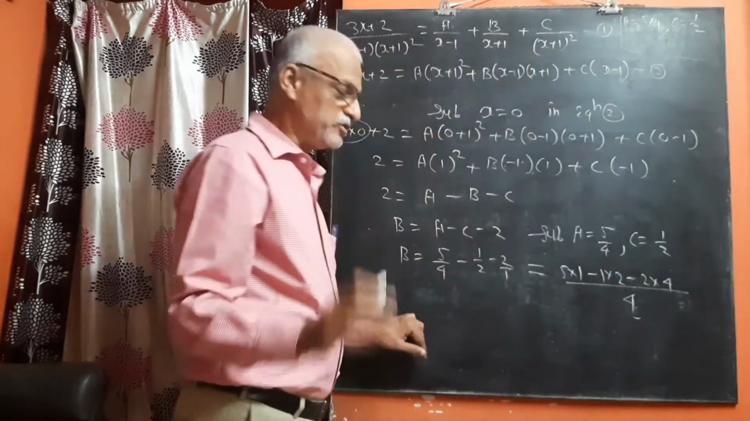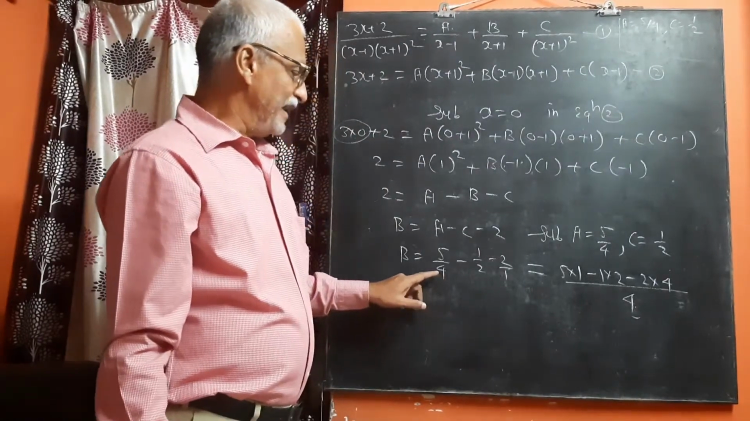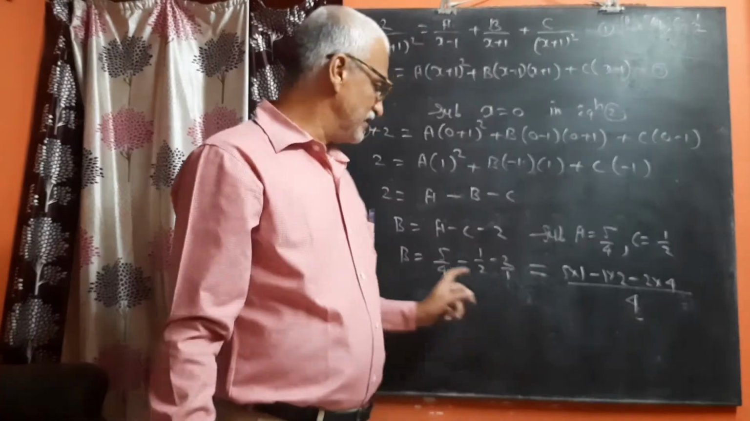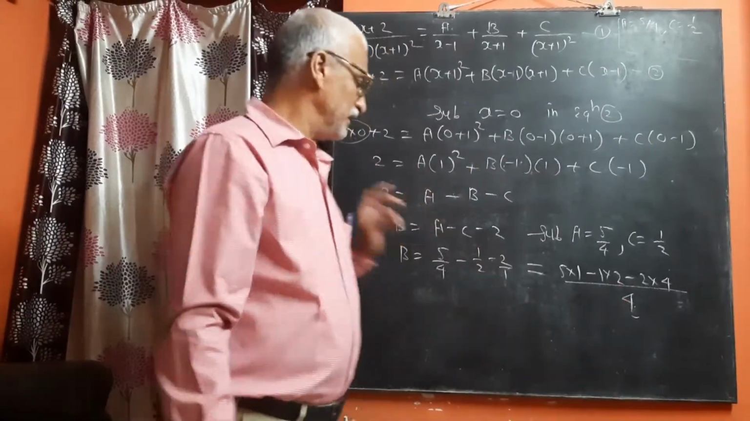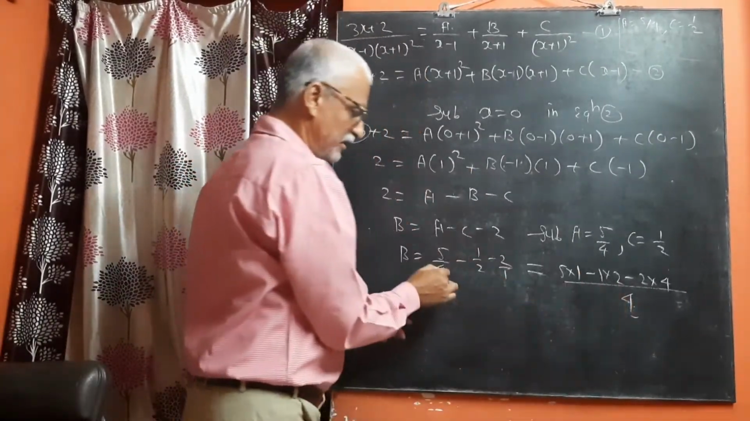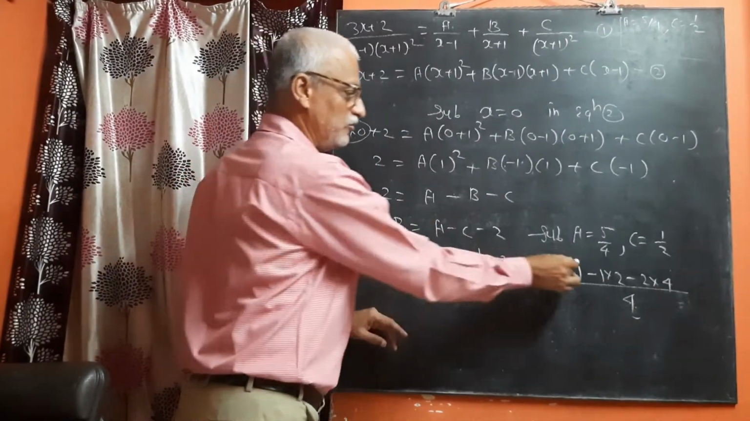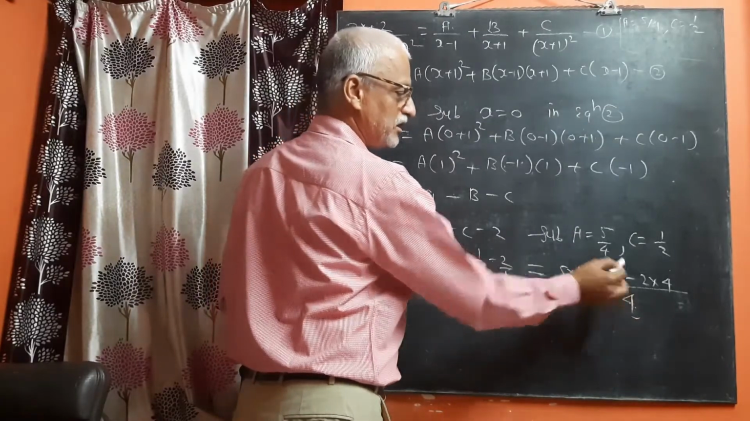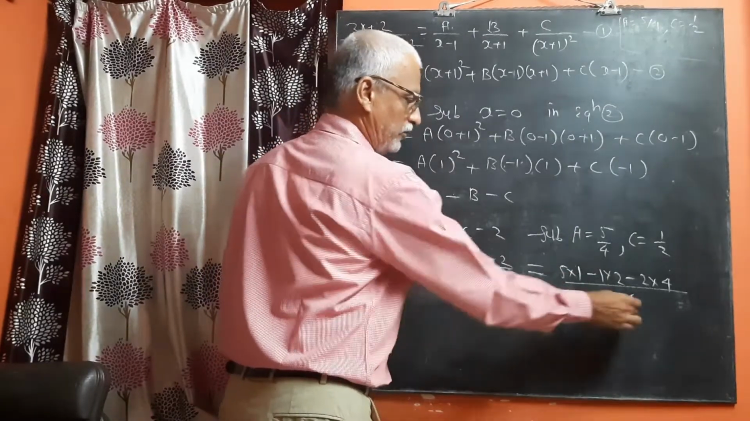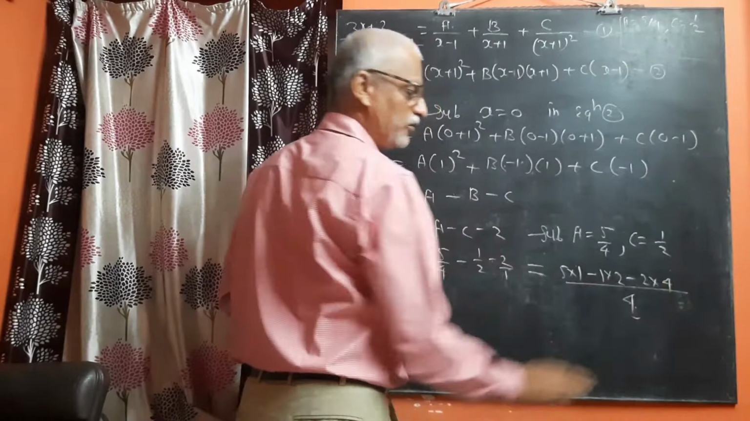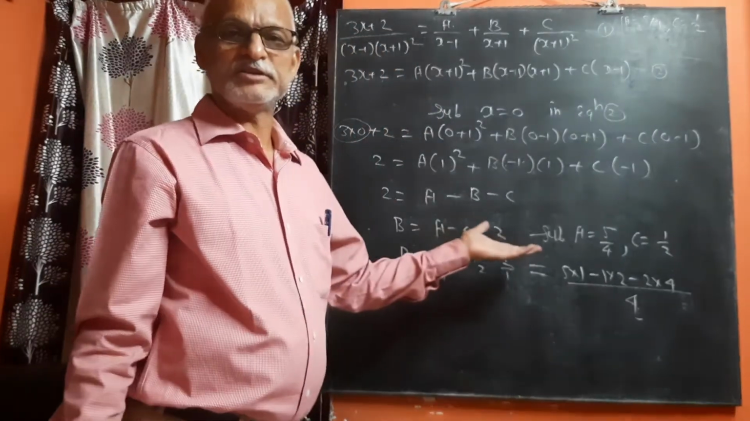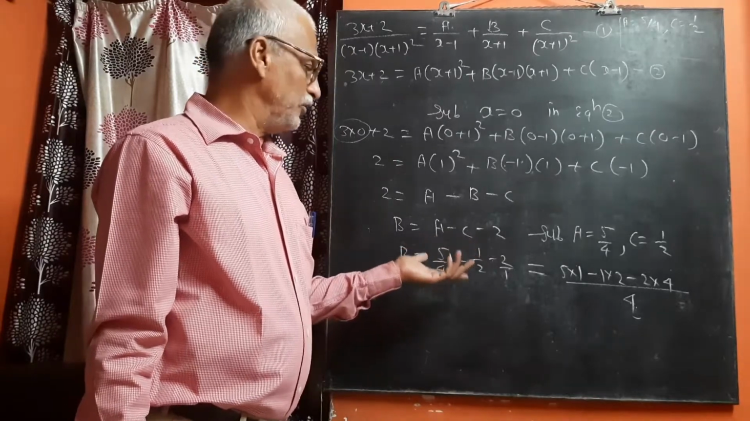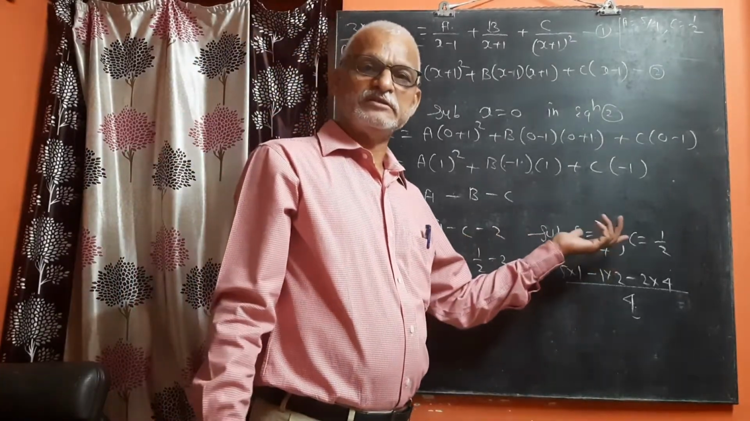I repeat the complete procedure. The LCM of 4, 2, 1 is equal to 4. Then 4 divided by 4 is 1, so that is 5 into 1, minus 1 into 4 divided by 2 is 2, so that is minus 1 into 2, and 4 divided by 1 is 4, so minus 2 into 4. Or you may do it by cross multiplication. If you do it by cross multiplication, you will get the same answer again.